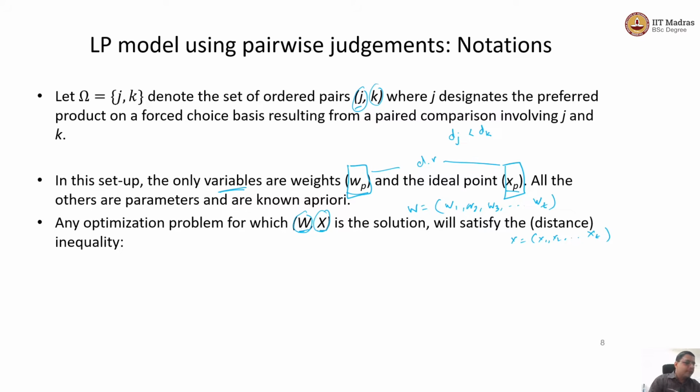And what does it need to satisfy? It needs to satisfy this inequality. Since the consumer prefers J over K, that essentially means that Sj is smaller than or equal to Sk. I am not talking about Dj and Dk, I am talking about Sj and Sk, the squared distances. But you know that if Dj is less than Dk, then obviously Dj squared is less than Dk squared. So we are assuming squared distances. So that's the inequality that we wish to satisfy.